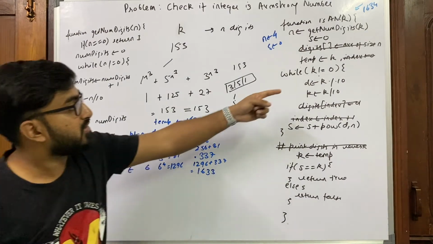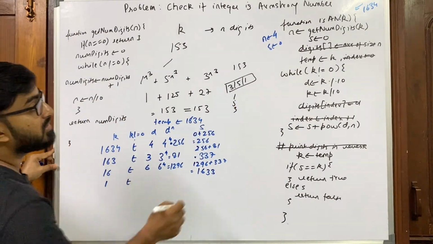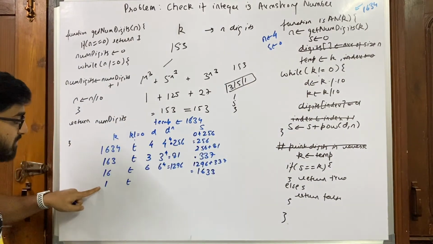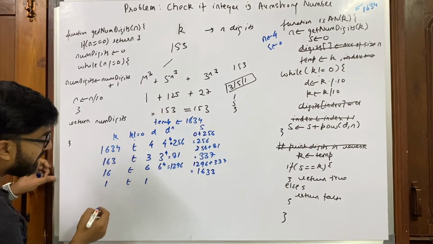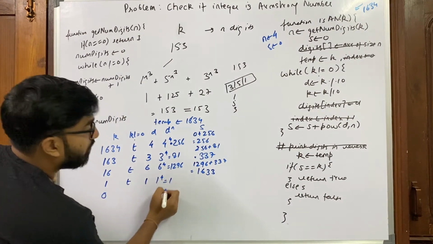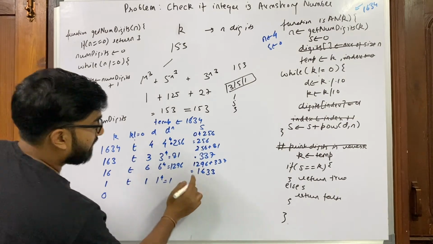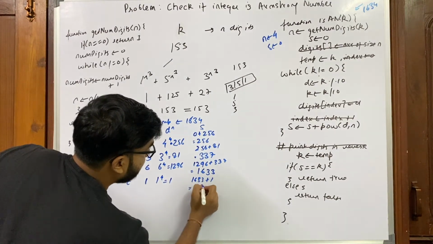Alright. You go back to check for while loop condition. K not equal to 0 is true, 1 not equal to 0 is true. D is k percent 10, 1 percent 10 is going to give you 1. K is equal to k by 10, 1 by integer division 10 is going to give you 0. 1 to power 4 is going to give you 1. S is s plus d to power n. So this is 1633 plus 1, it is 1634.